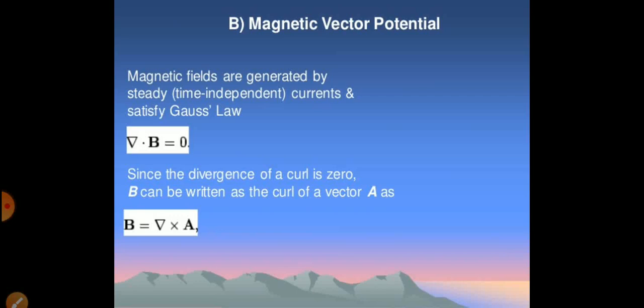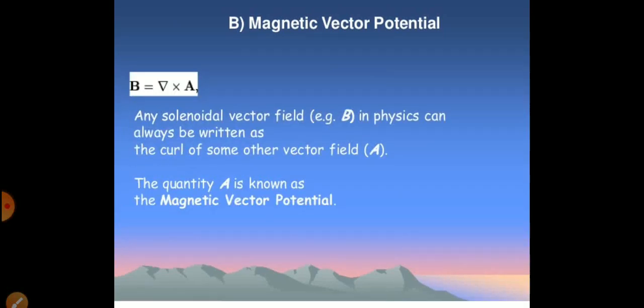Magnetic fields are generated by steady, time-independent currents and satisfy Gauss's law: del dot B equal to 0. Since the divergence of a curl is 0, we can write B as the curl of a vector A. B equal to del cross A. Any solenoidal vector field B in physics can always be written as the curl of some other vector field. The quantity A is known as the magnetic vector potential.